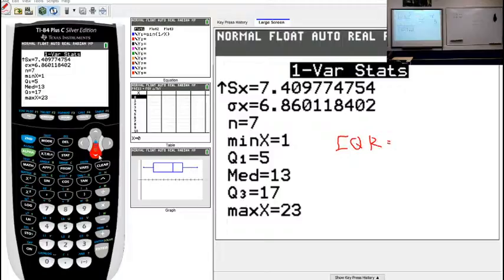So IQR here would be what? We would take Q3, which is 17, minus Q1, which is 5. That's 12. So that's one measure of spread we're going to use, is interquartile range.